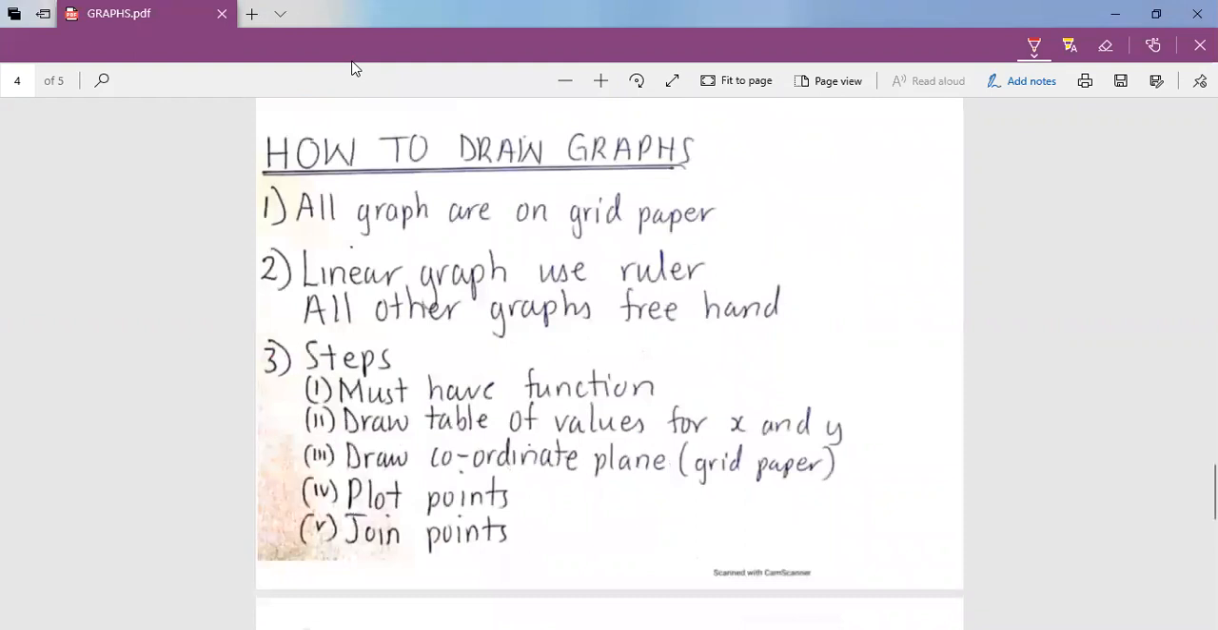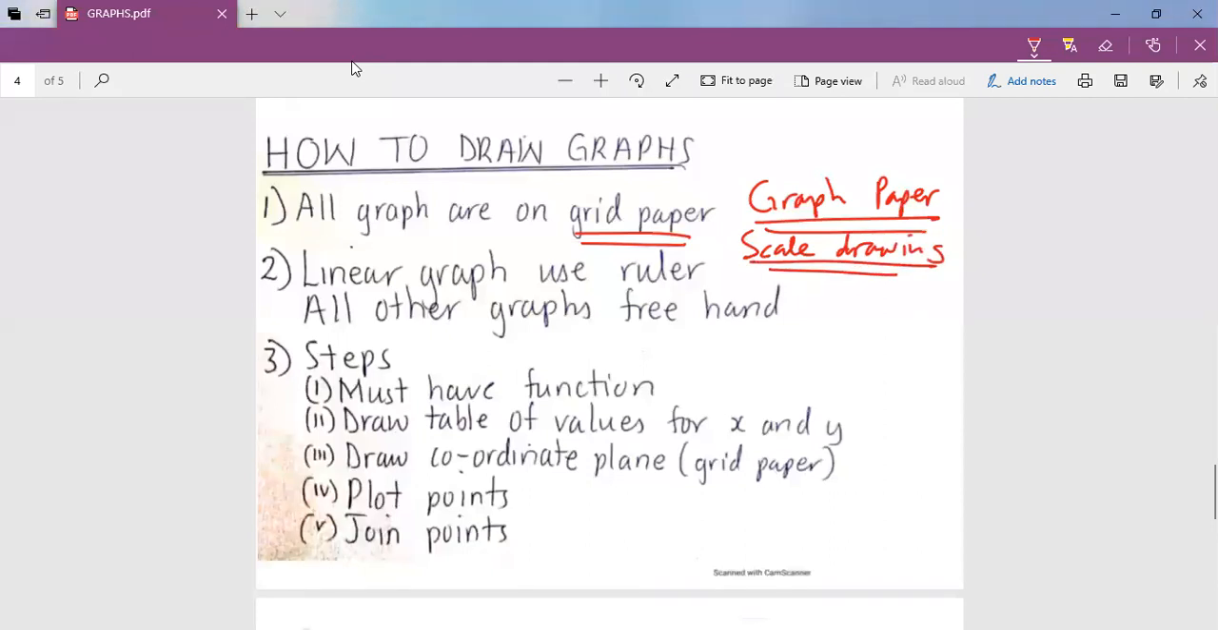Okay. The second part is how to draw graph. Now, step one, how to draw graph. All the graphs must be drawn on a grid paper. That's what I say. You must have a graph paper. For every graph, you must have a graph paper. You must draw it with a scale. That is what we call scale drawing. When we look at sketch, we shall see what a sketch means. All the above graphs we have seen were sketches. A sketch is drawing not to scale. But here we are learning how to draw graph to scale. So we must have a graph paper.